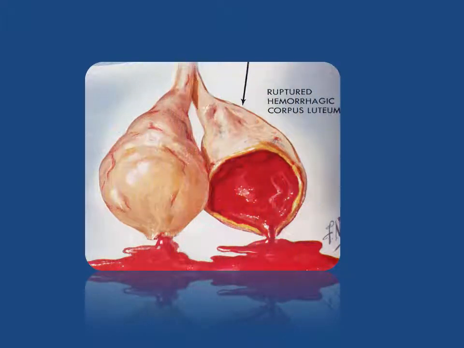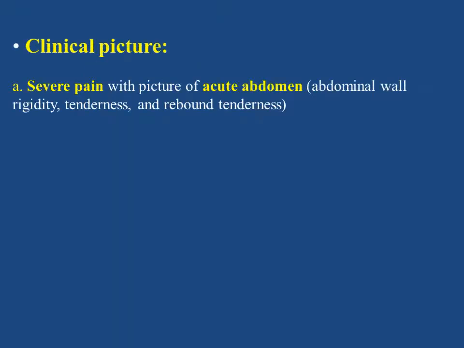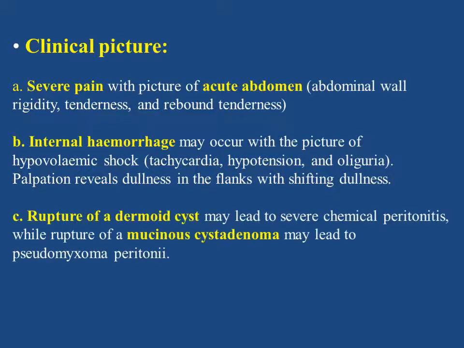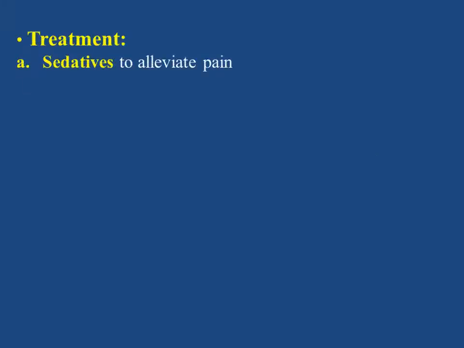This is the rupture with clinical picture: severe pain, picture of acute abdomen, then internal hemorrhage with picture of hypovolemic shock, and if you palpate the abdomen you will find dullness in the flanks with shifting dullness. Then rupture of a dermoid cyst leads to chemical peritonitis, irritation of the peritoneum by the sebum content, while rupture of mucinous cystadenoma may lead to pseudomyxoma peritonei.